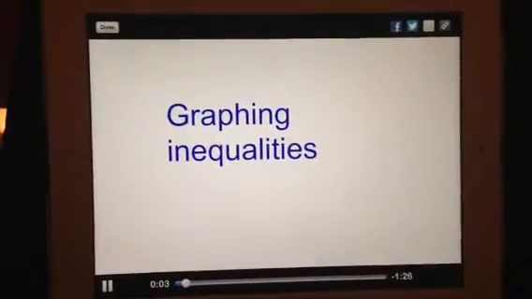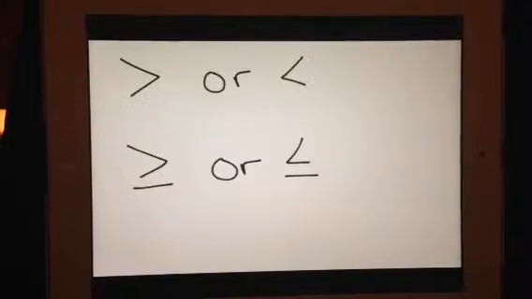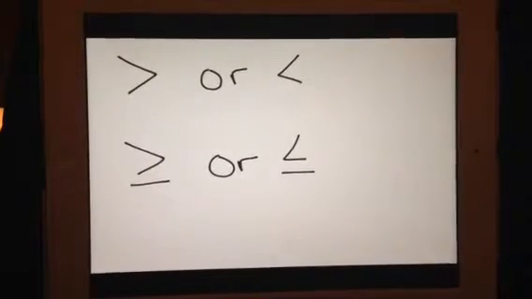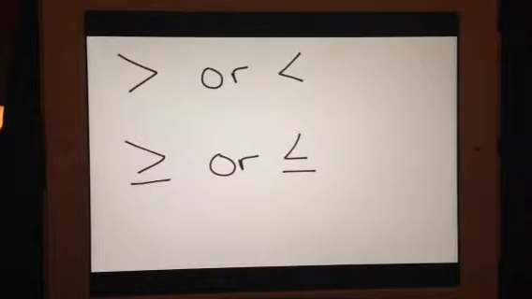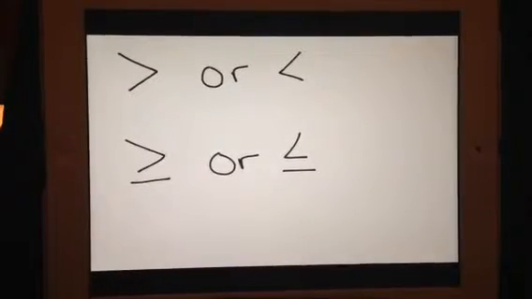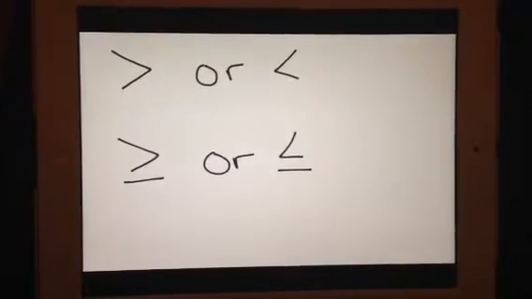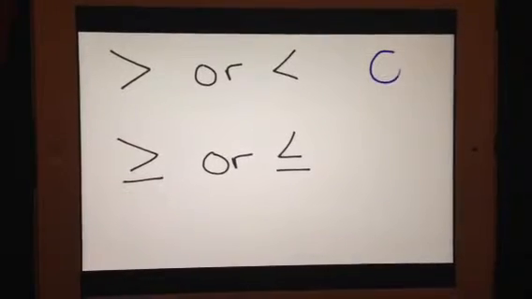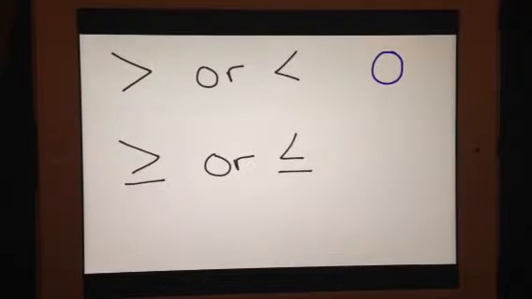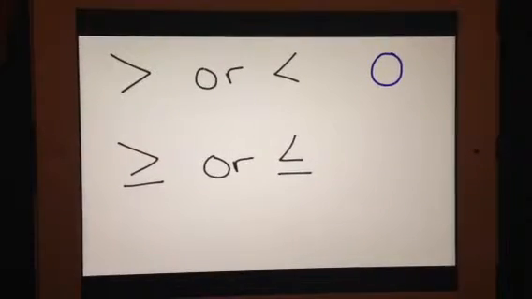Okay, for graphing inequalities, first we need to go over the different symbols and how we would graph them on a number line. These first two symbols, greater than or less than, you're going to use an open circle on your number line and then shade the numbers on the number line that would fall in that area.